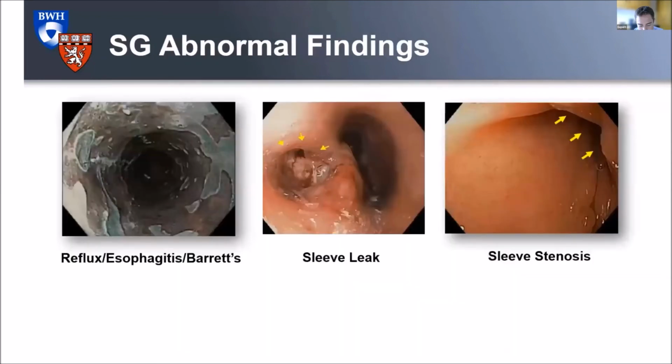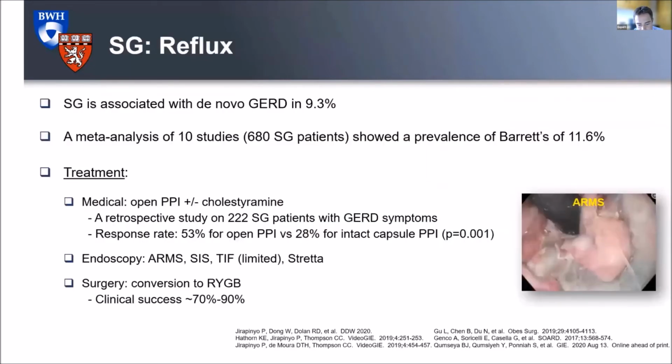Here are the more common abnormal findings of sleeve gastrectomy, including esophagitis, Barrett's esophagus, sleeve leak, which will be covered in more detail in Dr. Demore's talk later today, and sleeve stenosis. De novo GERD and Barrett's esophagus may be seen in up to 10% of the patients following sleeve gastrectomy. Therefore, a lot of surgeons actually put patients on PPI immediately after the surgery.